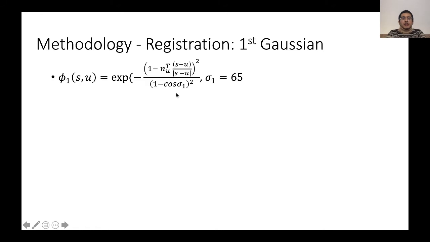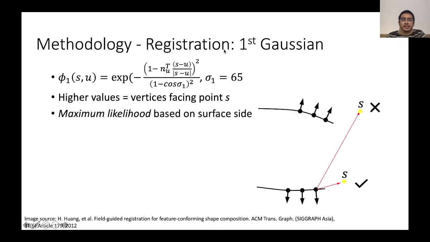And in particular, to solve the first Gaussian function, phi1, what this means is essentially selecting whichever point is nearest to the side. More particularly, you can see that s minus u over the magnitude of s minus u is the distance from a point s to a vertex u on the surface.